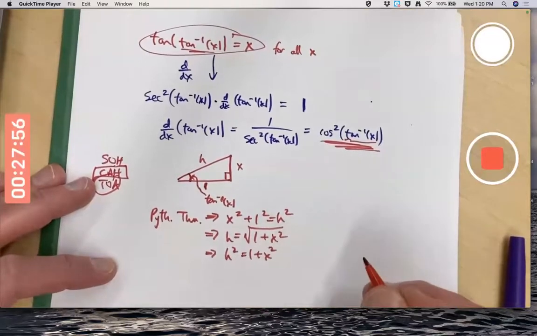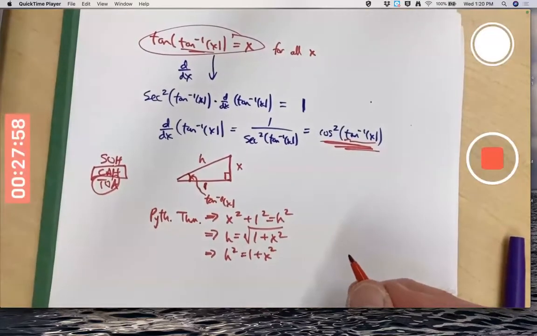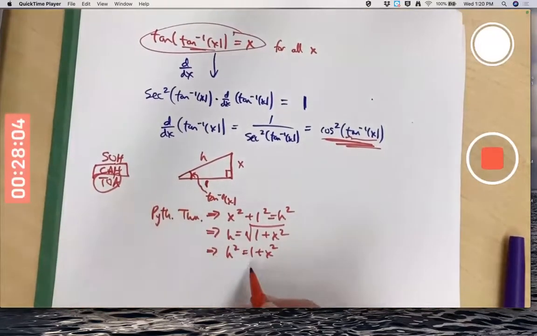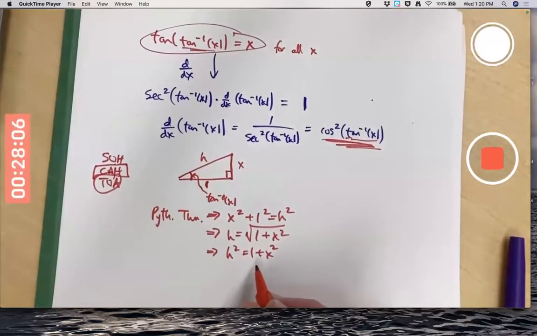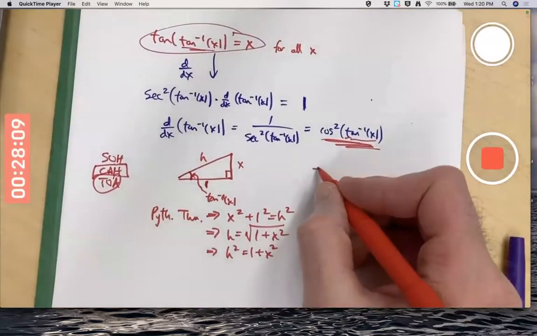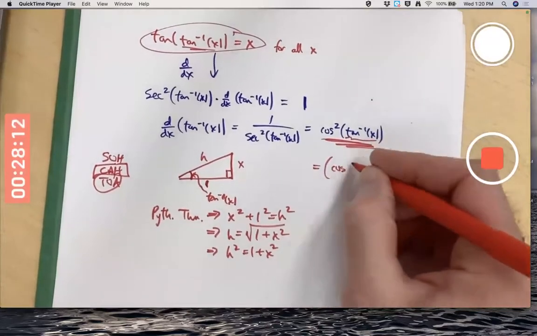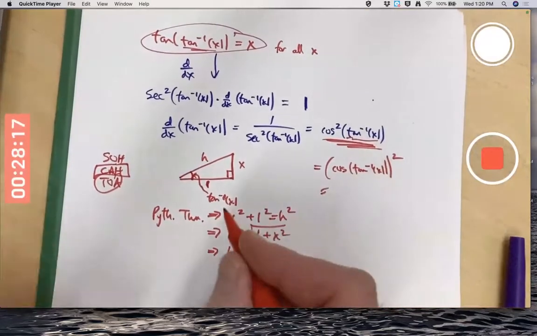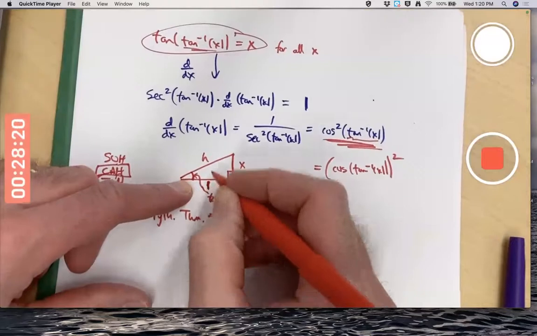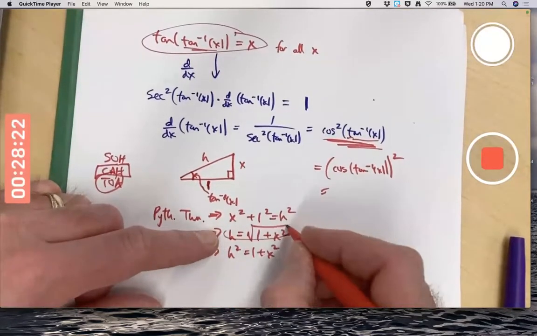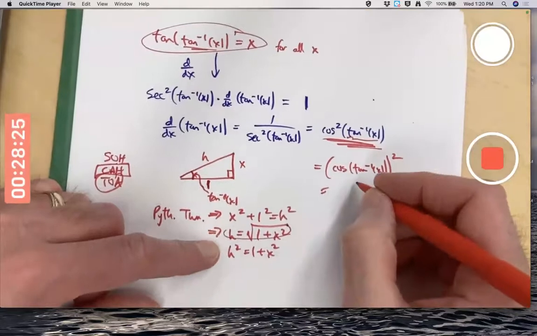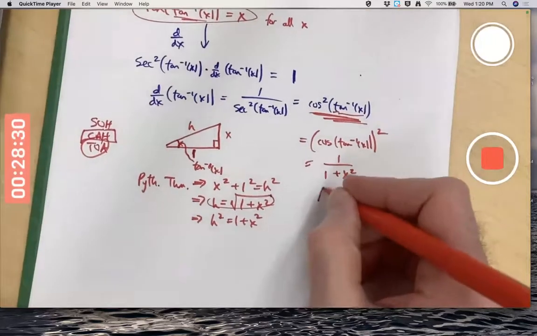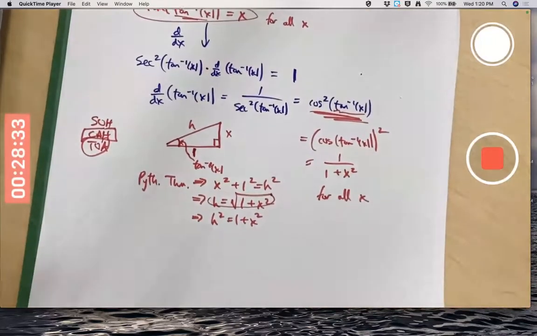And that is the, thinking about the cosine being adjacent over hypotenuse, that's going to be the denominator of the fraction adjacent over hypotenuse. Cosine of inverse tangent of x, quantity squared. The cosine of that, again, is adjacent over hypotenuse for this triangle: 1 divided by h, 1 divided by this. But I'm squaring that so I can get rid of the square root. I get 1 over 1 plus x squared. And that's true for all x. That is the derivative of the inverse tangent function.